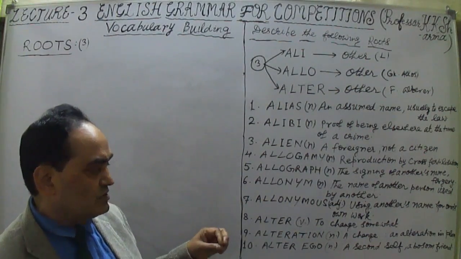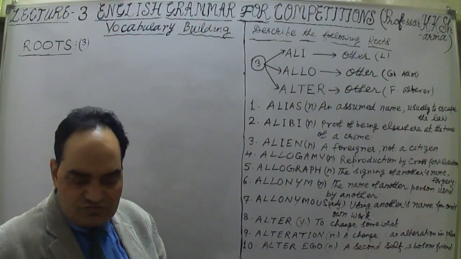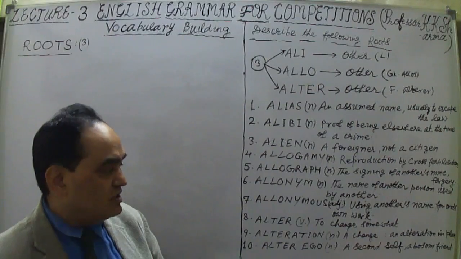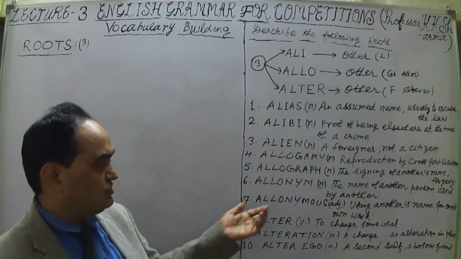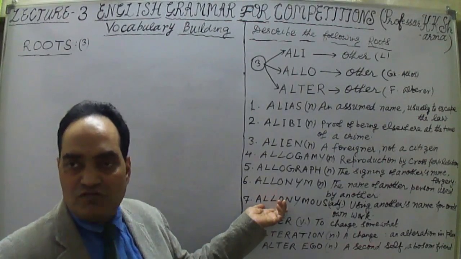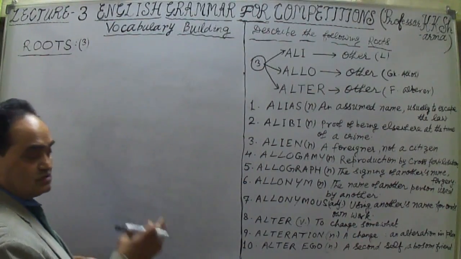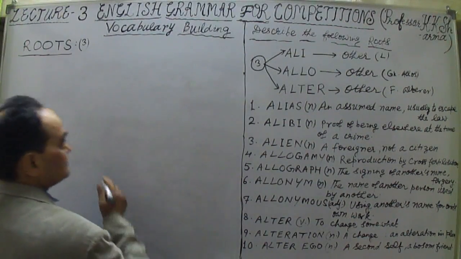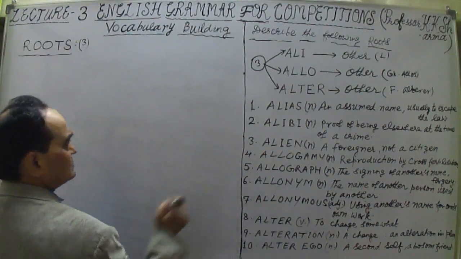Using another's name for one's own work. Allonymous means the activity of using another person's name to do some work, doing a work using another's name for one's own work. This is the quality of that. I'm doing a work by another person's name. This is allonymous activity. Allonymous is also left over, but I'll take this later.